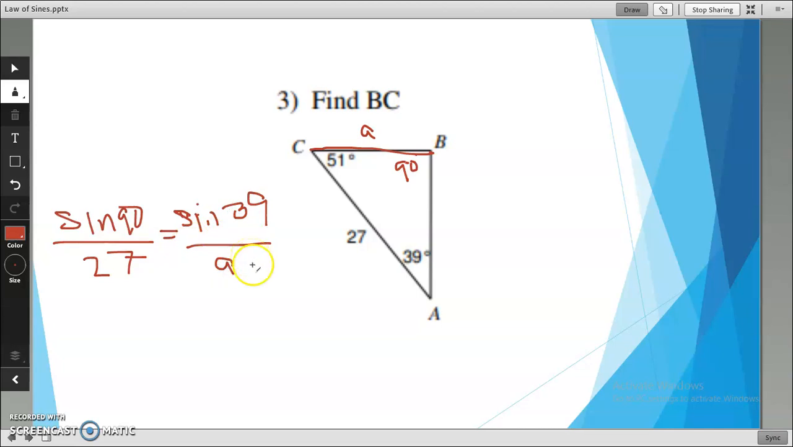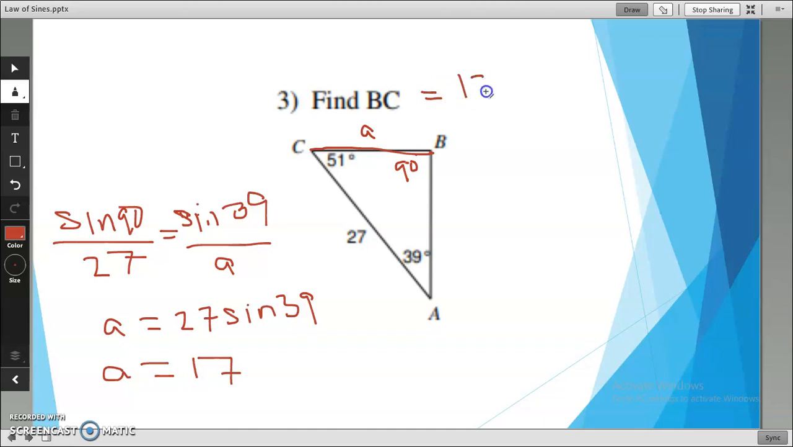So let's go ahead and cross multiply. We should know, from using the unit circle, that the sine of 90 is 1. So do I have to keep writing sine of 90 down? I think we already know that sine of 90 is 1. So when I cross multiply a times sine of 90, I just get plain old a. So 1 times a is equal to 27 sine of 39. I put that in my calculator, and a comes up to like 16.99. Remember, I'm going to round it, so it's about 17. So side BC is around 17.